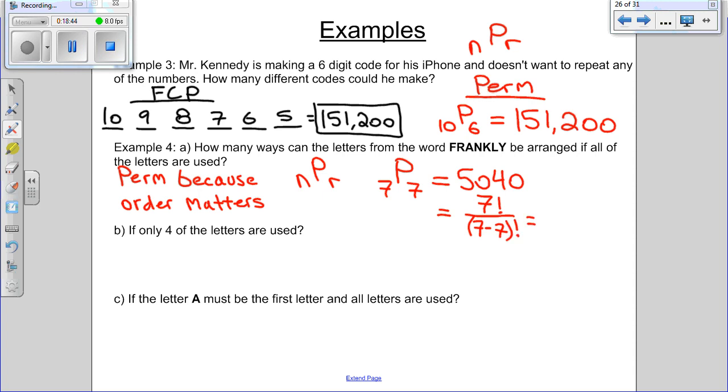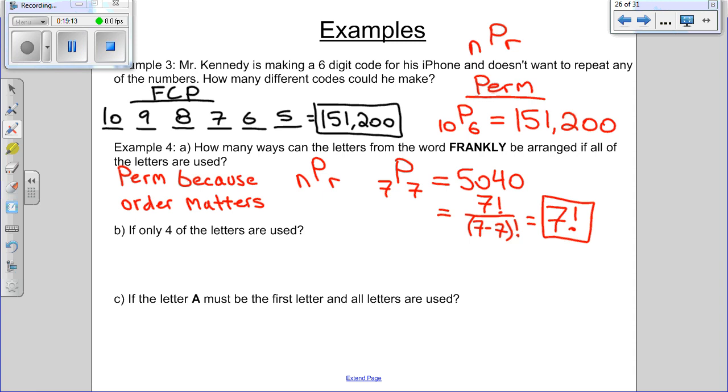What's 7 minus 7? 0. 0 factorial means nothing, and it equals 1. You don't need to really understand that, but it does equal 1. So that means this bottom thing is useless. So that same answer could also be written as 7 factorial. So you need to know both ways to get it, because remember I told you sometimes they don't actually write the number, they write the factorial version of the number.